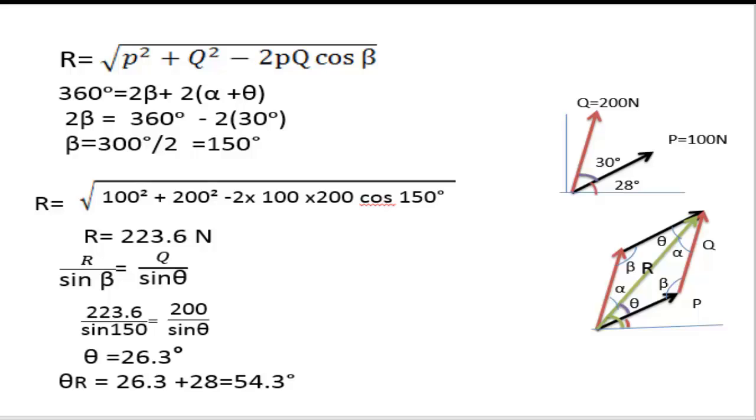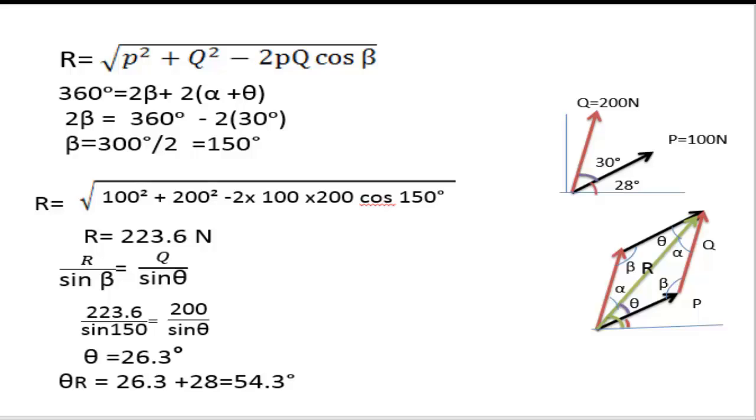Then the resultant, we can calculate it because we have P and Q and we have cosine beta. Beta is known now. Then R is equal to root of 100 square plus 200 square minus 2 cross 100 cross 200 cross cosine 150 degrees. R will be equal to 223.6 Newton. To find the inclination of the resultant R, we can apply the sine rule.